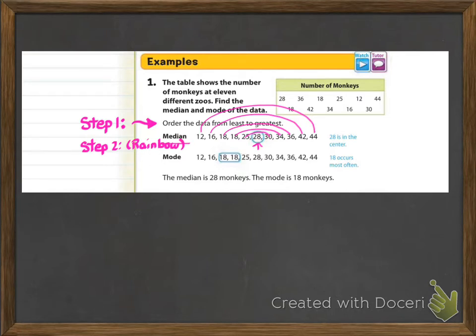The mode is the number that shows up the most often. If you already have your numbers put in order, you'll notice that 18 shows up twice and all the other numbers only show up one time. So therefore, your mode is 18. In this example, it means 18 monkeys.